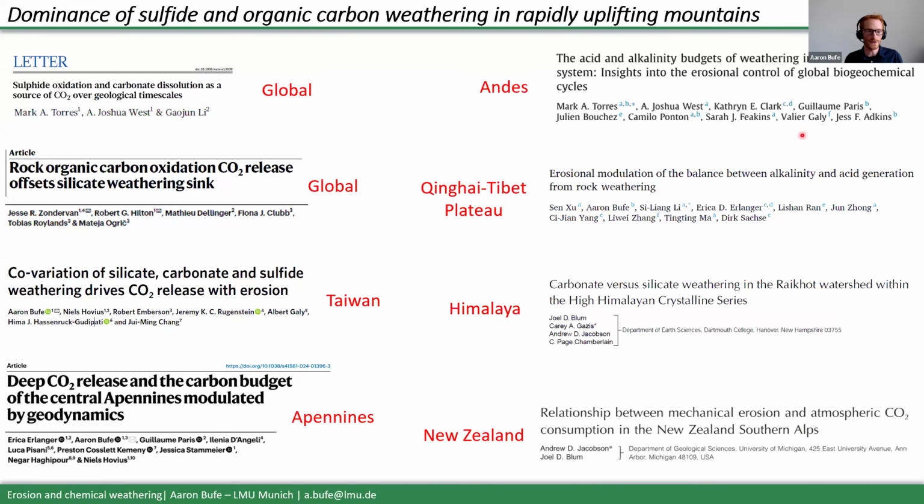And so here's just a cross-section of a few papers: sulfide oxidation and carbonate dissolution as a source of CO2, rock organic carbon oxidation offset silicate weathering sink, co-variation of silicate, carbonate and sulfide drives CO2 release with erosion, and so on and so on. So from global, Taiwan, Apennines, Andes, Himalaya, New Zealand, so lots of active mountain ranges that support this dominance of these rapidly weathering phases that act as CO2 sources.